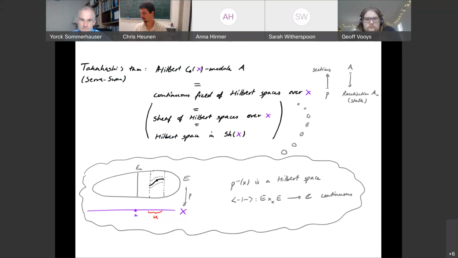Sorry, the question was something else, I think. The question was, how is this theorem directly a special case of your representation theorem? Yeah, so Takahashi says that Hilbert modules are the same thing as continuous fields of Hilbert spaces. Other people have shown that that's the same thing. Simon Henry in Canada actually showed that that's the same thing as a Hilbert space in the category of sheaves, or in other words, a sheaf of Hilbert spaces. And I guess you combine the two things.